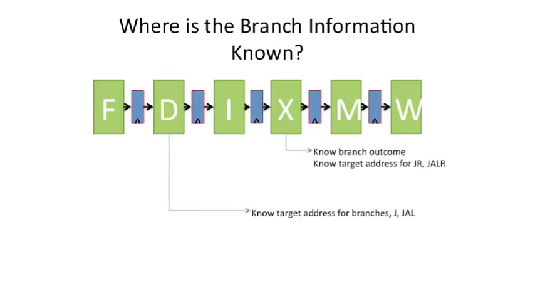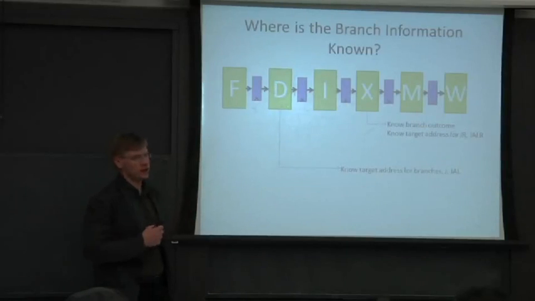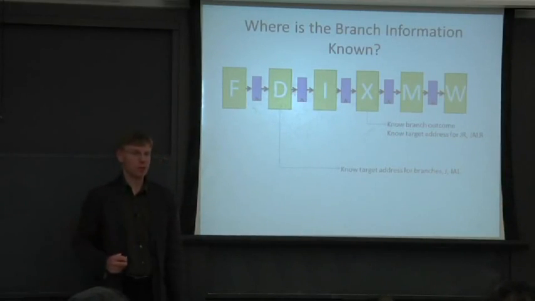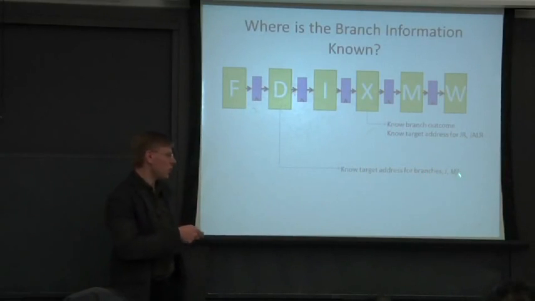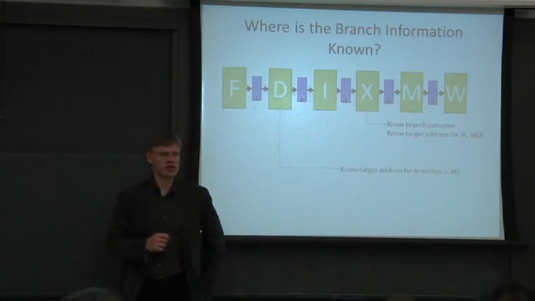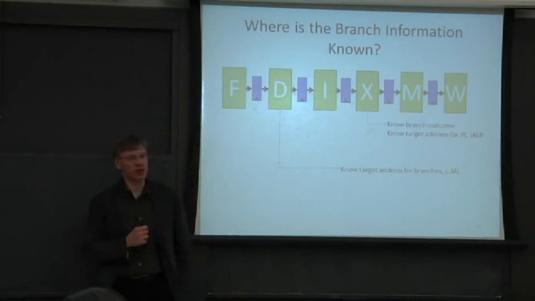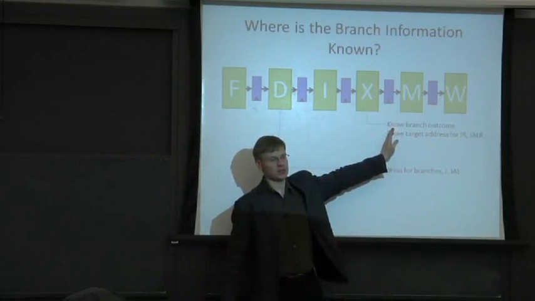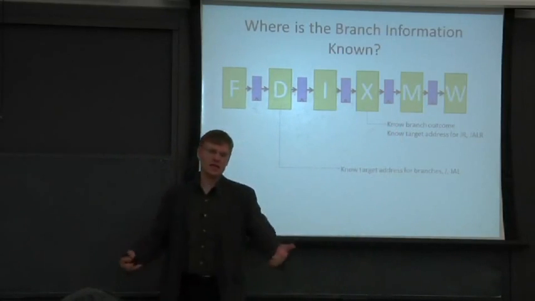So we know that our target address for branches, jumps, and jump and link will likely be known here. But that's not really helpful unless we know which way the branch is going, or the branch outcome. Because even if we know, at least for jumps and jump and links, we know the outcome. It's taken. But for conditional branches, we may not know that until somewhere over here. So we can't necessarily use that information until later in the pipe for branches to do something useful in the naive approach.